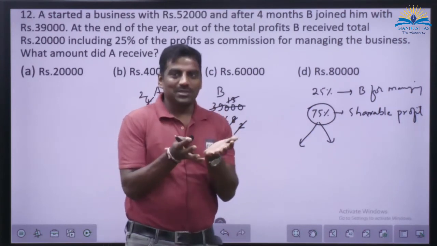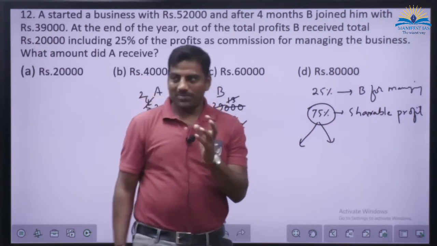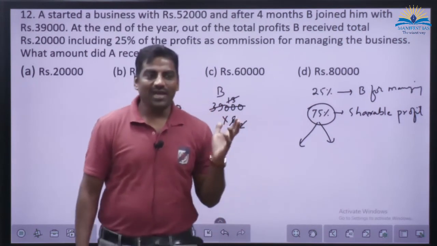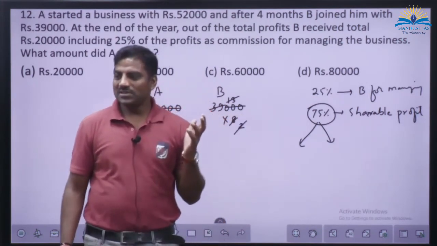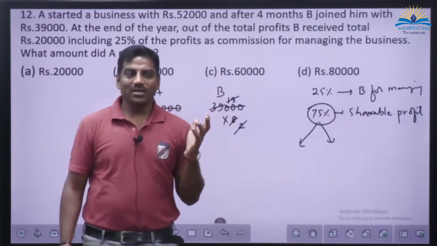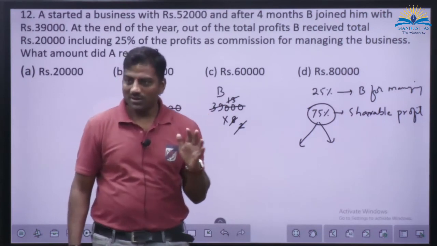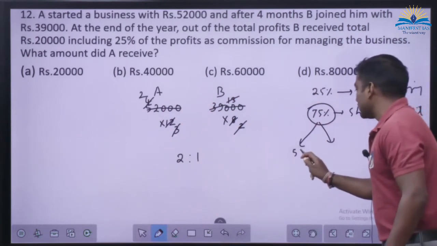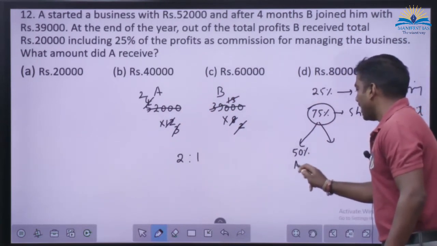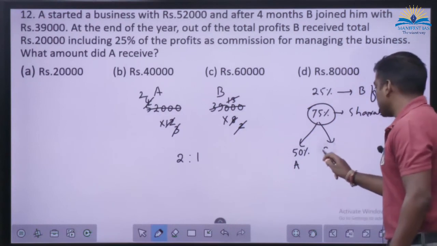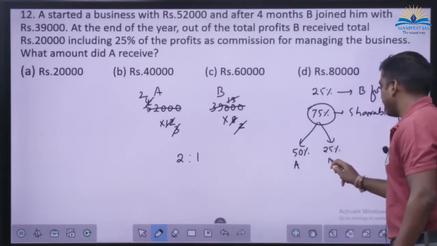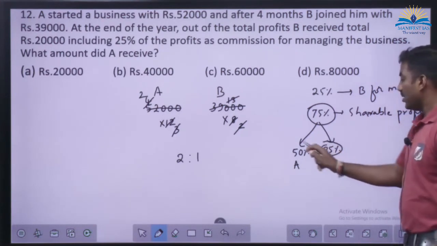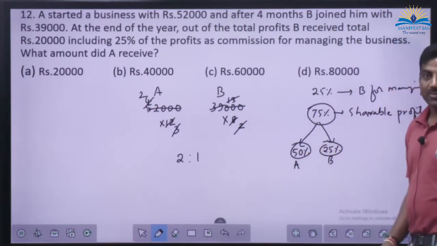I am making the problem simple by giving you one amount. Now 75 rupees is the shareable profit. What is the share of A? 50 rupees. Share of B? Simple, no? So out of all these things, 50% should be received by A. 25% should be received by B. This is for their investment. 50% for A, 25% for B.